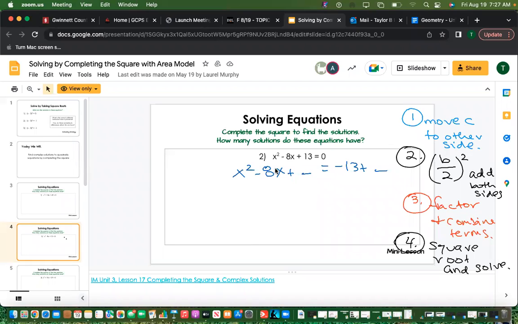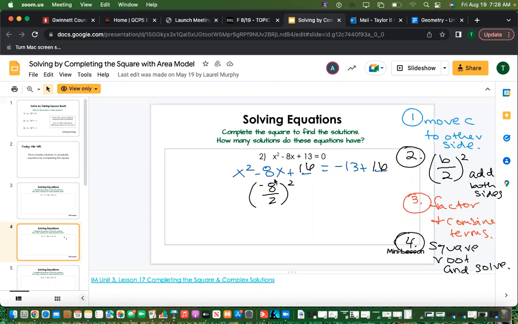So we're going to take b, divide it by 2. So take negative 8, divide it by 2, square it, and we're going to put it on both sides. So negative 8 divided by 2 is negative 4, and negative 4 squared is positive 16. So we're going to put that on both sides. So now we're going to factor and then combine like terms.